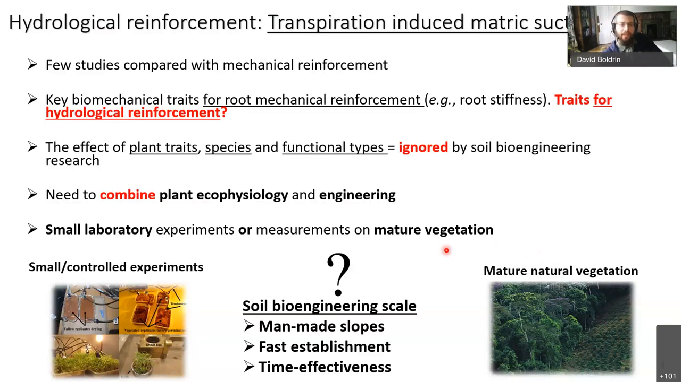Another problem with the studies in literature is the scale of the study. In fact, on one end, we have small laboratory studies, and on the other end, we have the monitoring of mature vegetation systems, such as forest. And so we often miss one of the scales of interest of soil bioengineering, which is, for example, the scale of man-made slopes, such as embankments, but also its temporal scale. In fact, in soil bioengineering, we are particularly interested in the time effectiveness of these solutions, something that we cannot see in the case of small laboratory experiments and also in the monitoring of mature vegetation systems.